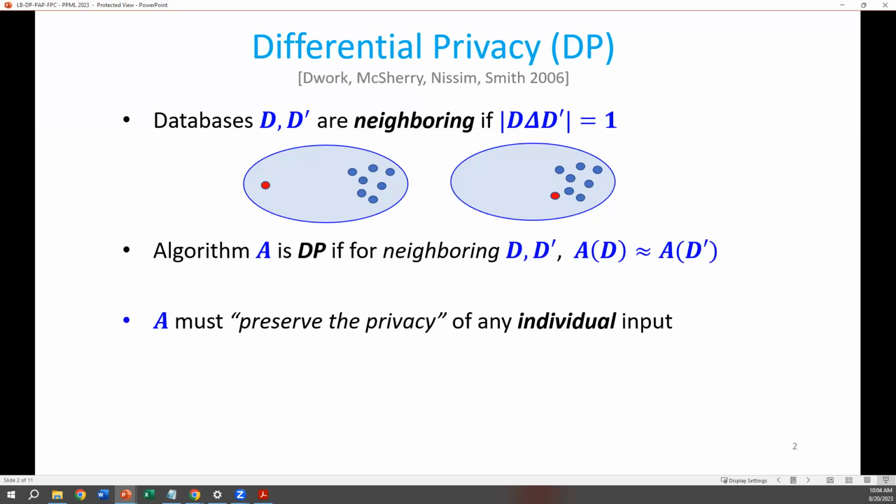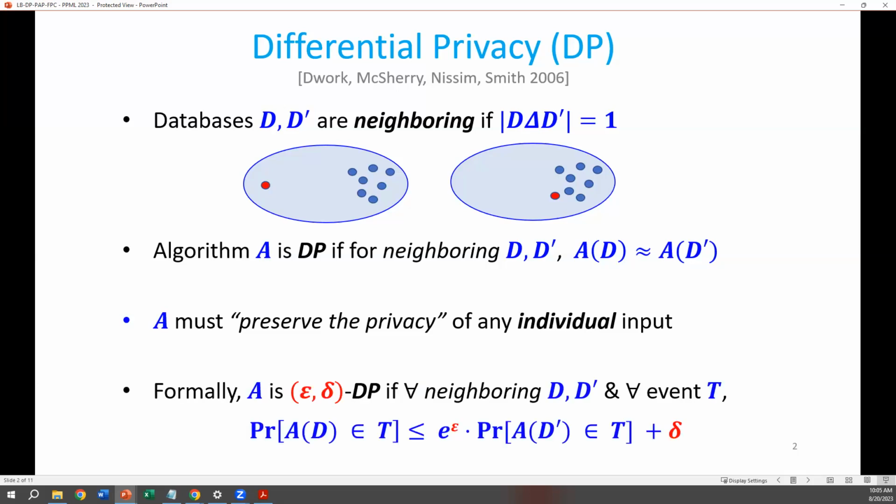Generally speaking, we say that an algorithm A is differentially private if for every two neighboring databases, D and D prime, the outputs of the algorithm A on the databases D and D prime are almost the same. So, according to the definition of neighboring databases, an algorithm A which is differentially private should preserve the privacy of every individual input from the database. It is not necessary to get the formal definition of differential privacy for this talk, but I'm just going to tell you that differential privacy uses two privacy parameters, epsilon and delta, that determine how similar the outputs of the differentially private algorithm A are over every two neighboring databases.